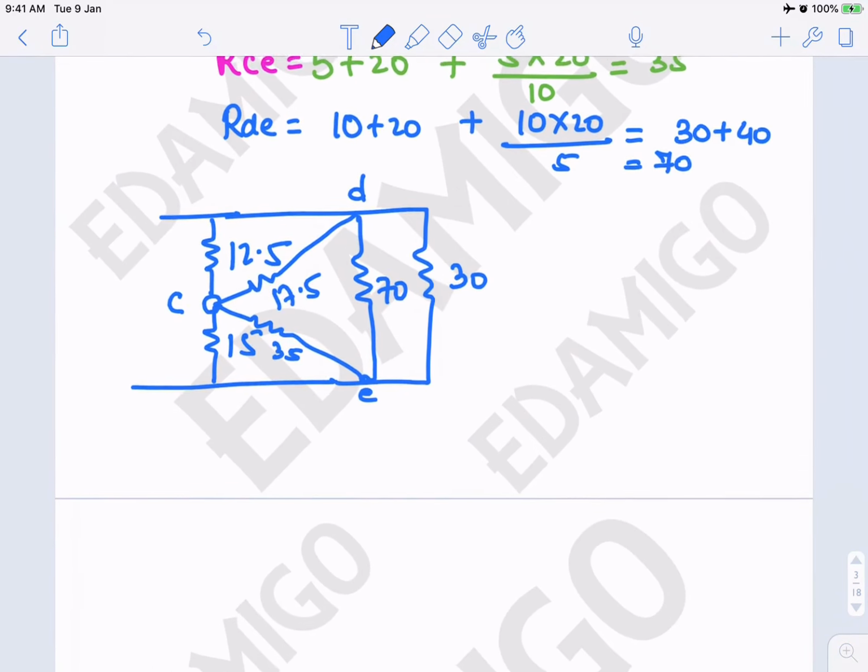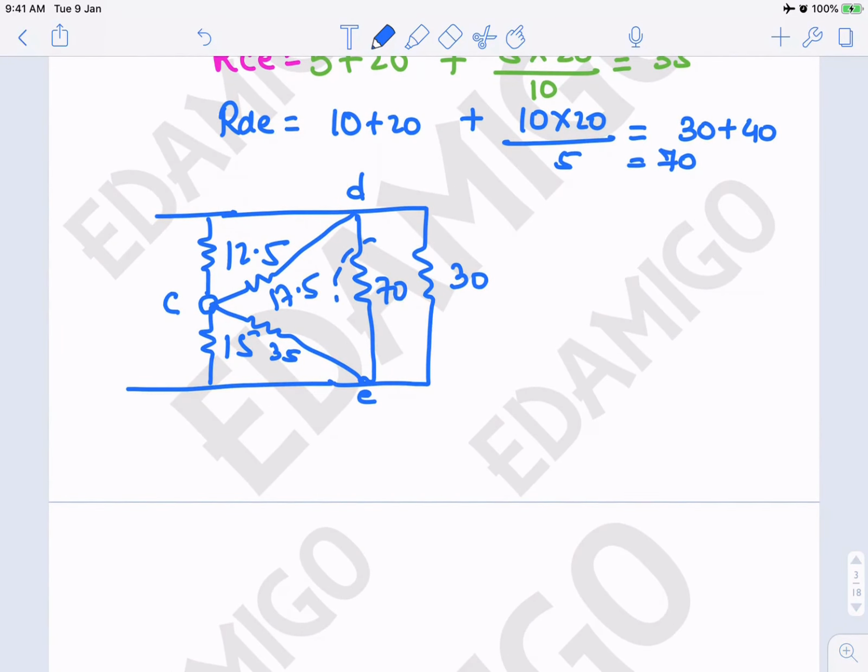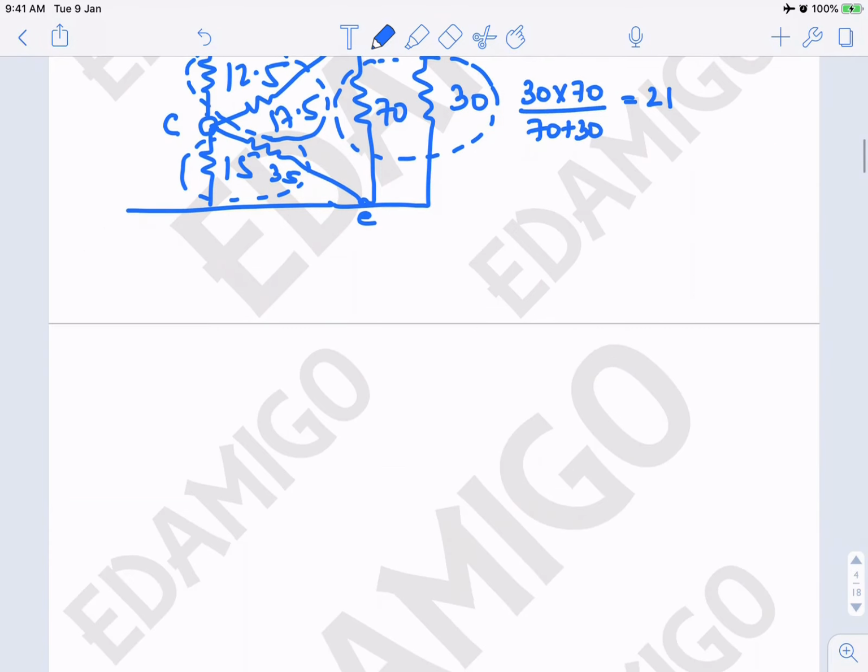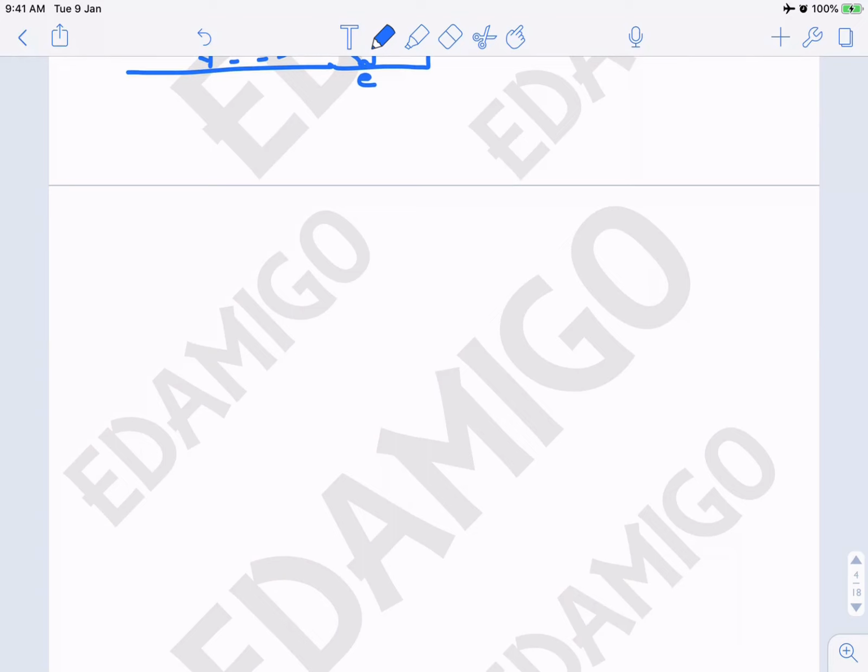Here we can see that this combination is 30 parallel 70, which is 30 into 70 divided by 30 plus 70, that is 21. This is the parallel combination of 12.5 and 17.5. This is the parallel combination of 15 and 35. So between terminals A and B, we will see this kind of figure.